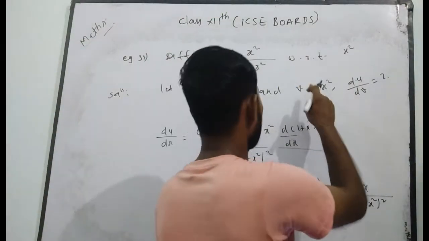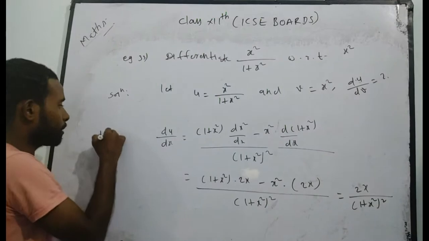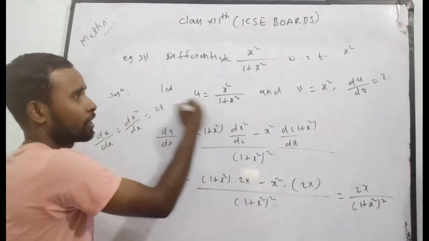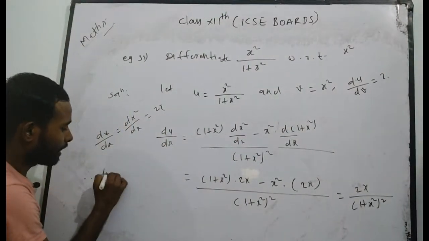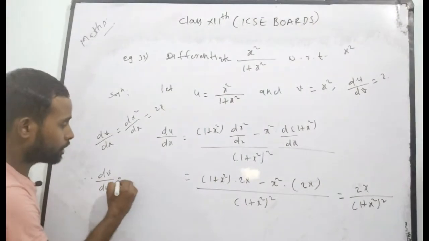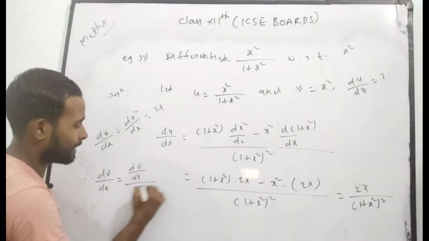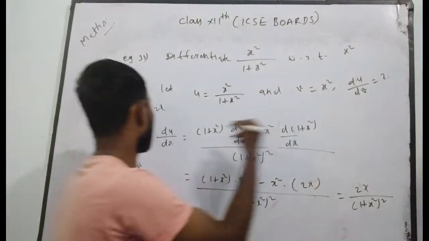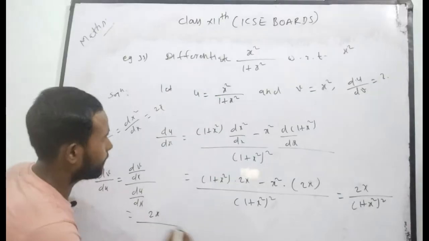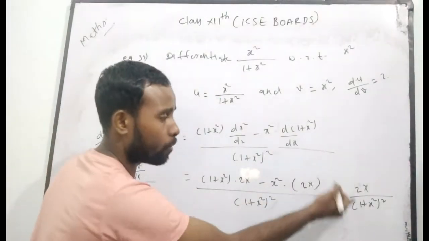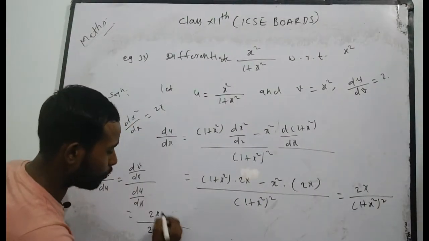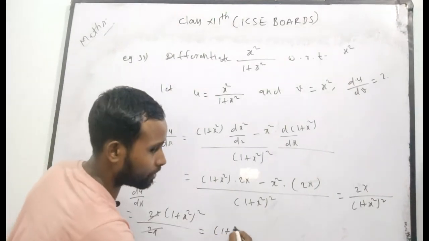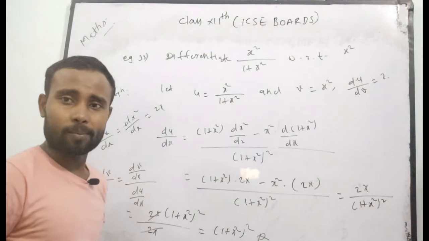And now you have to find dv dx. Here dv dx will be what? Derivative of x square with respect to x, which will be 2x. So dv du can be written as dv dx by du dx. Can you write? Now as you know, dv dx will be 2x. Here I got 2x by du dx, which will be 2x by 1 plus x square whole square. Can you write here 2x by 1 plus x square whole square? 2x cancel. Finally you will get 1 plus x square whole square, which is your required answer.